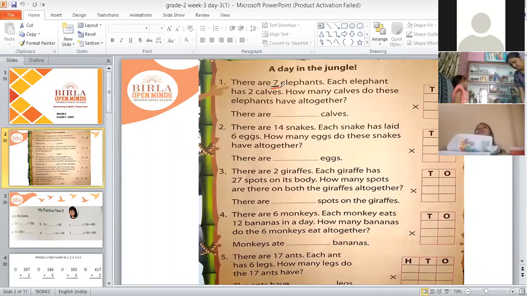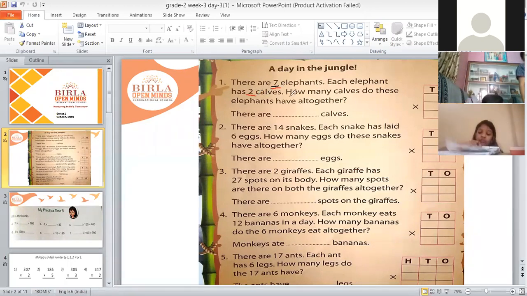There are 7 elephants. Each elephant has 2 calves. Calf means baby elephant. Baby elephant is known as calf. But since there are 2 baby elephants, we'll use calves.